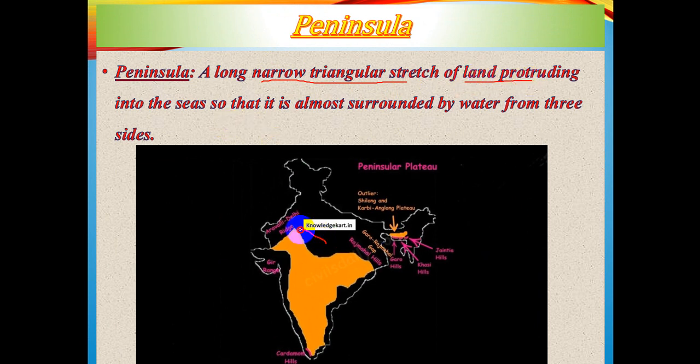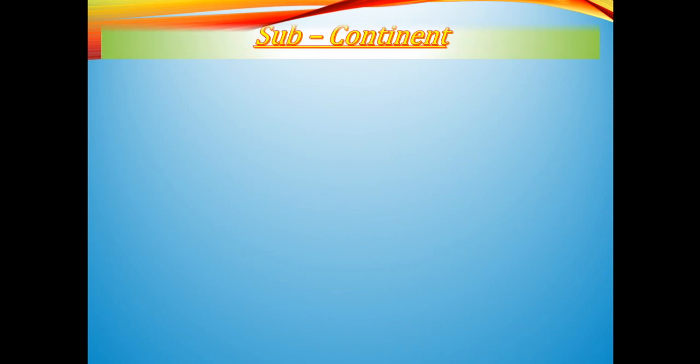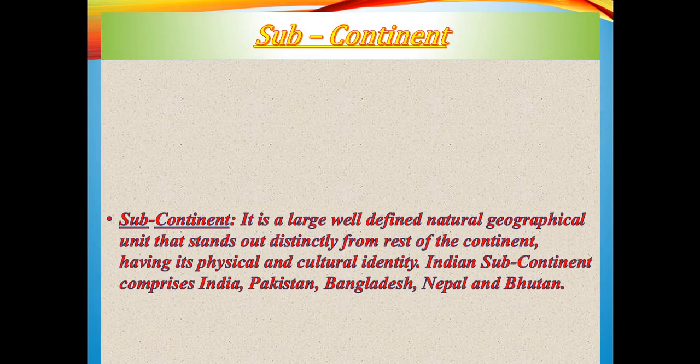You can see it's a triangular landmass that protrudes towards the sea, and on its three sides we have water. On its east and southeast, we have the Bay of Bengal. On its southwest, we have the Arabian Sea. And in the southern part, we have the Indian Ocean. So this is a peninsula.